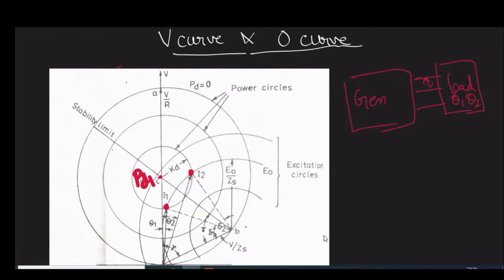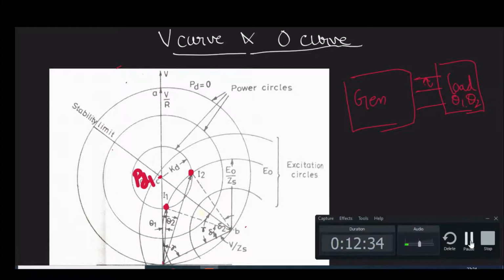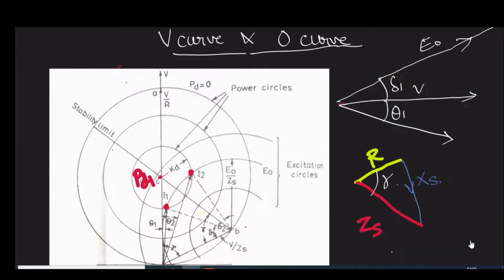Now if you find this one a bit tricky, like how this one is becoming delta 1 or delta 2, then one thing you can do is just let me draw the diagram. So well, I have drawn the diagram.